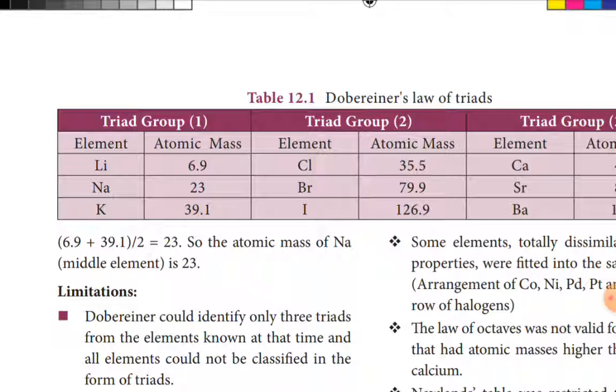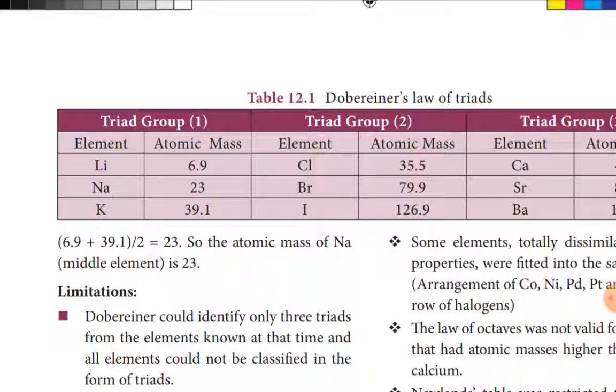So according to the Dobereiner triad, the average atomic mass of the first and third element will be the nearest atomic mass of the middle element. So we have to take 6.9 plus 39.1 and divide by 2. So 6.9 plus 39.1 is 46. 46 divided by 2 is 23. So that is the nearest atomic mass of sodium. Here in this case it is more or less equal to sodium, and in other cases it is more or less equal to the middle element. So the atomic mass of sodium is 23.